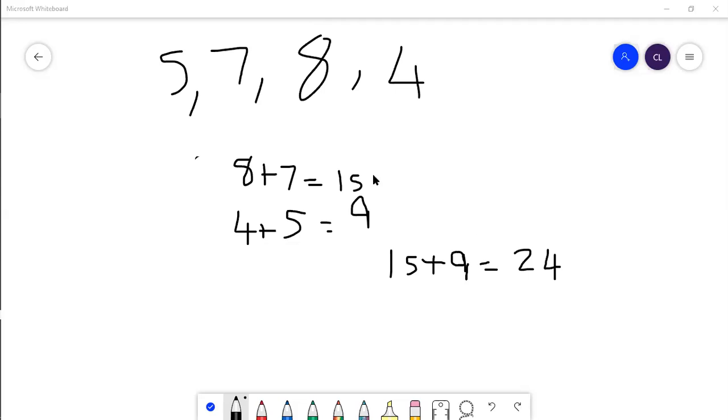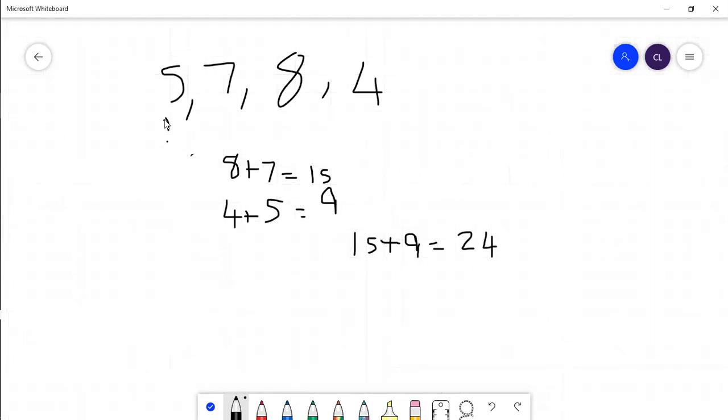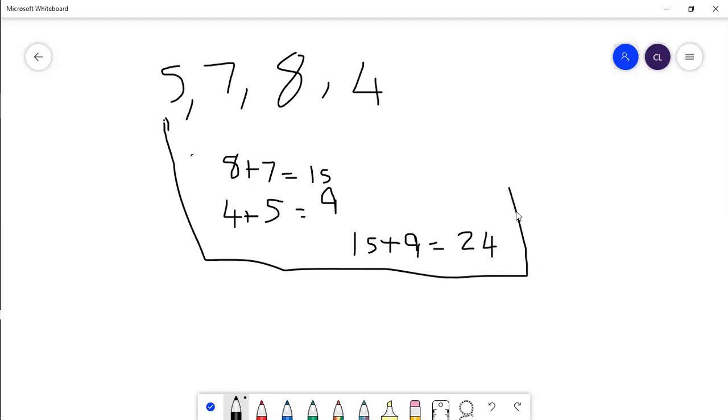Someone does have another method, right? Good afternoon. Afternoon, sir. How are you? I'm fine, sir. Good, so what is the other method that you have? I said 8 plus 4 equals 12. Okay. And then you said what? 8 plus 4 equals 12.